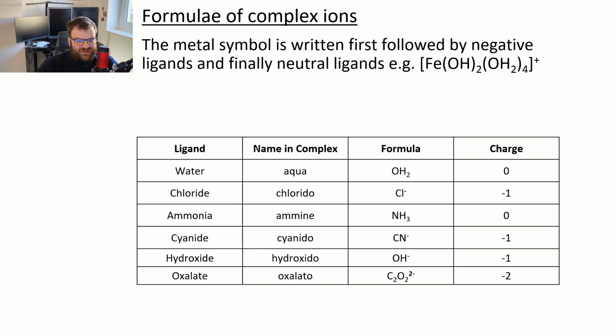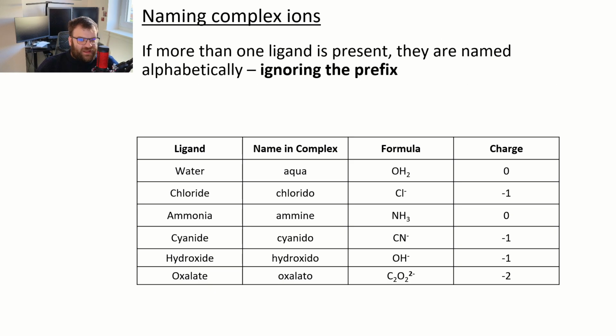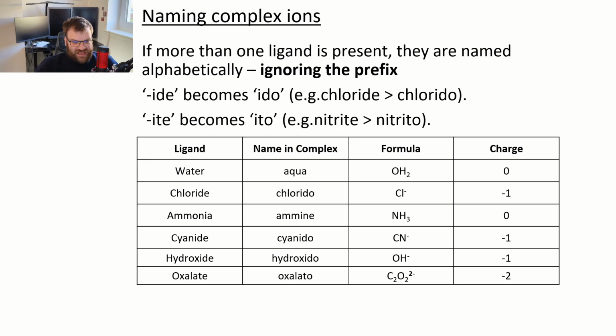When writing the formulas of the complex ions, we always put the metal first, then negative ligands, and then neutral ligands, as shown here. Square brackets go around the complex with the overall charge on the outside. When it comes to naming them, the ligands should be written alphabetically if there is more than 1 ligand. We don't care about di, tri, hexa, etc. We just care about the name of the ligand. So aqua before chlorido, and so on. Ide becomes ido, ite becomes ito. And a lot of questions will guide you with these as well.